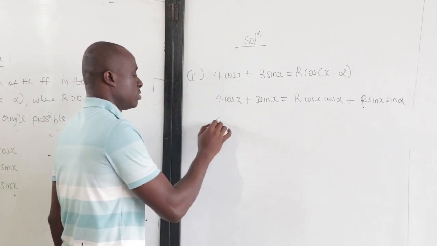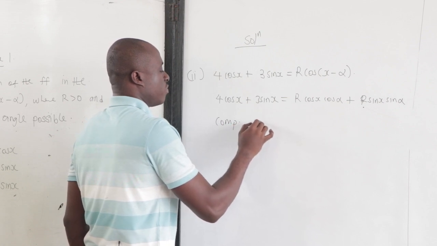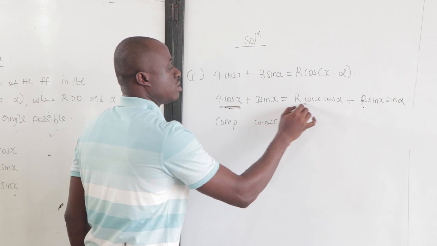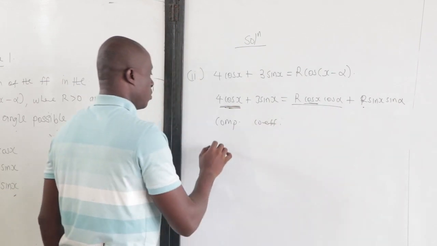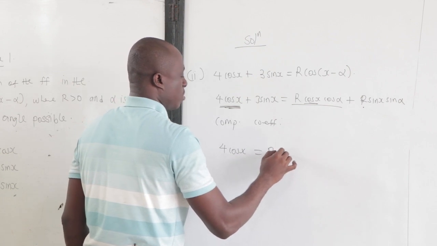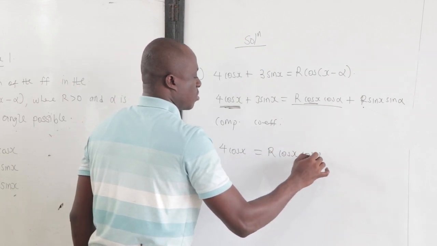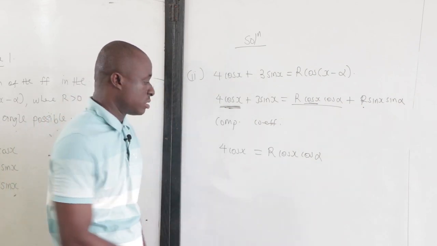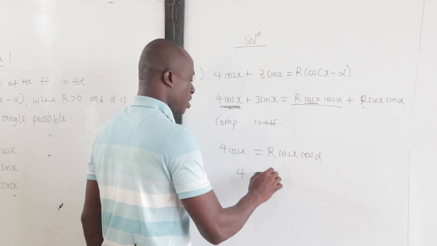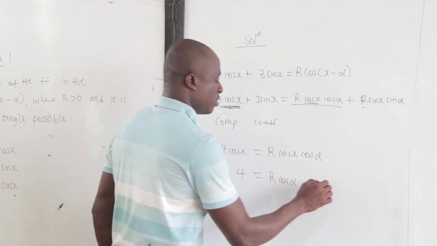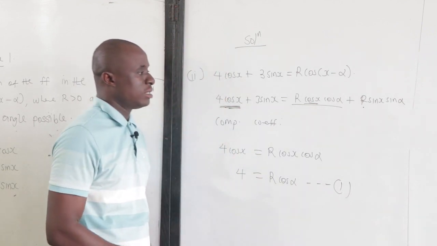Comparing coefficients. That is 4 cos x, we can see cos x here. So clearly, 4 cos x will be equal to r cos x cos alpha. Cos x and cos x here will cancel. So you have 4 equal to r cos alpha. Let's call this equation 1.